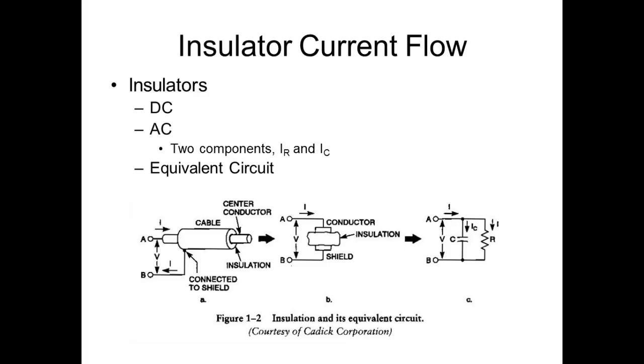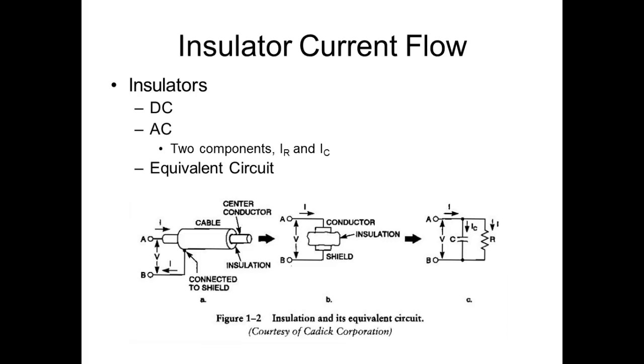So, insulator current flow. What we have to understand is that the insulator has current flow through it, and that's what a lot of people don't understand, because there's no such thing as an infinite R, and I is equal to V over R. So if I don't have an infinite R in my insulator, and I put a potential across it, there will be current flow through the insulator. Y'all understand that?